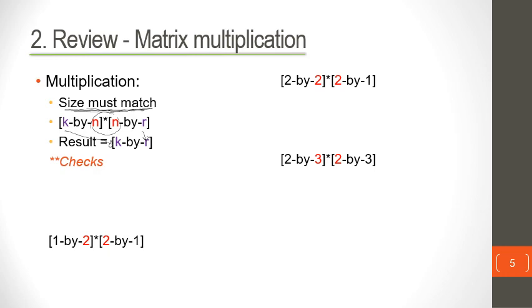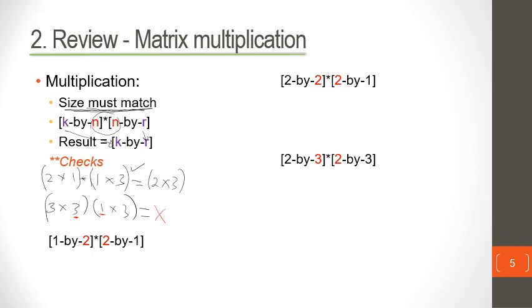Let me give you an example. When you have a 2 by 1, you want to multiply that by a 1 by 3. This will be okay, and the size of the result will be 2 by 3. Another example is if you want to multiply a 3 by 3 by a 1 by 3. In this case, this won't work, because this one is not equal to 3. You can only multiply matching sizes.